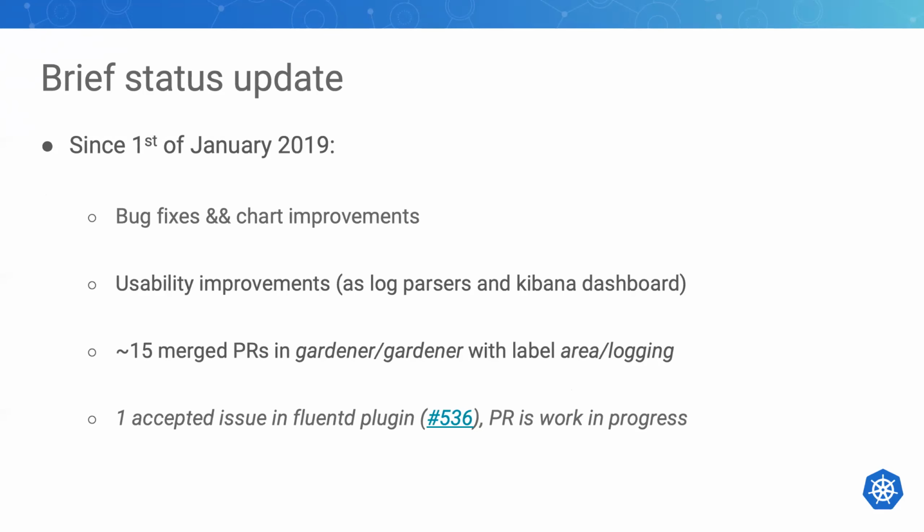Okay, so a brief status update on what's been done since the 1st of January. We had a lot of bug fixes and chart improvements, along with usability improvements, the log parsers and the Kibana dashboards that I already mentioned. And one thing that I'm really happy about is that we found an issue in the Elastic plugin in Fluentd. They have now accepted this issue, and the PR for it is work in progress. We fixed it on our side, and we will be happy to take this issue back to the guys.